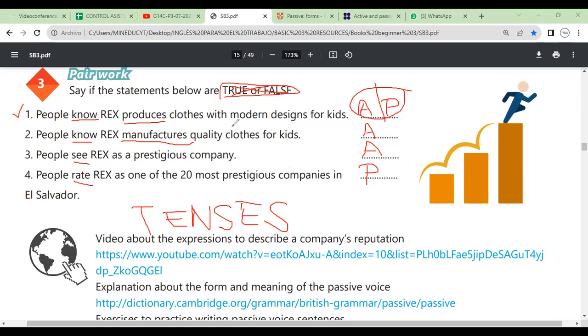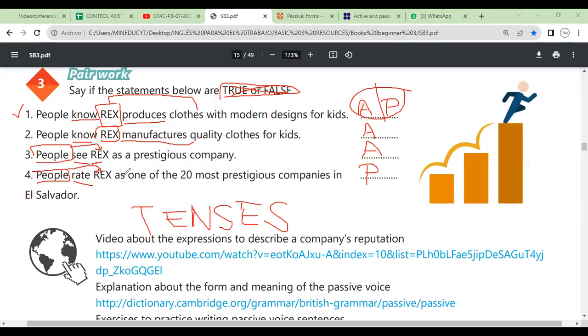Who knows in the first? Who produces? En la primera, ¿quién produce? Clothes. Rex. Ah, el que produce es Rex. En la segunda, Rex. También es Rex. In the third one? Rex. Now, who sees? Porque acá Rex no produce nada. Aquí sí. Las personas ven a Rex. ¿Ven a quién? A Rex. People rate Rex.